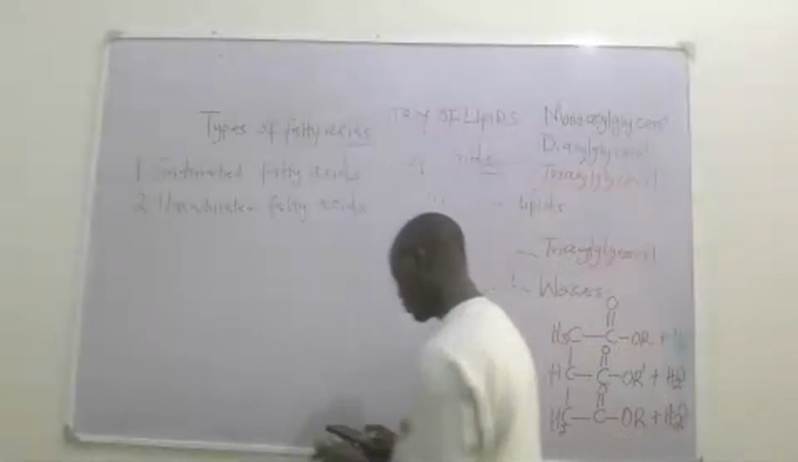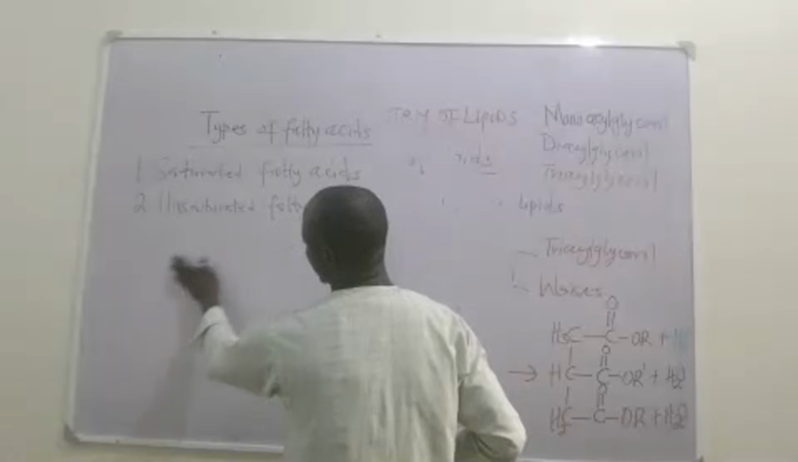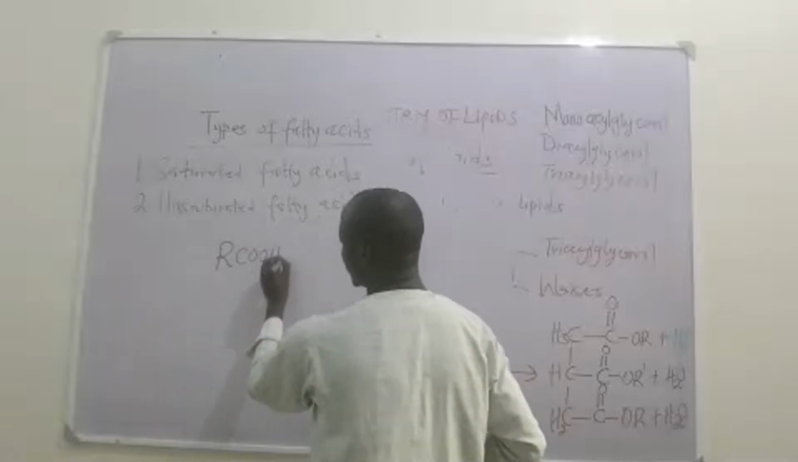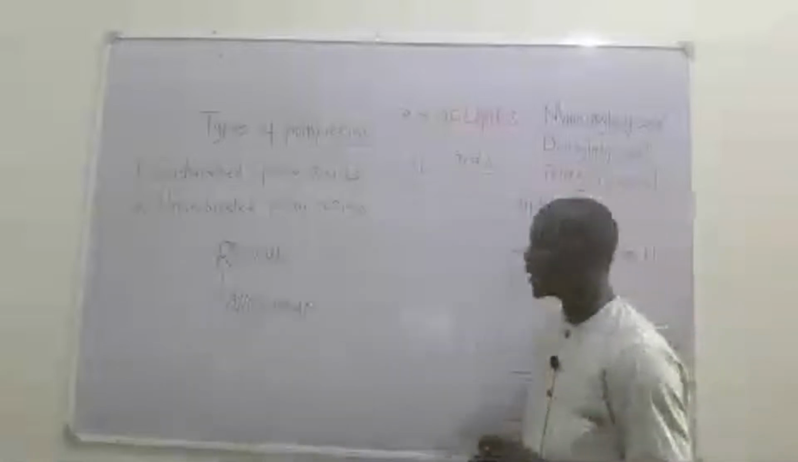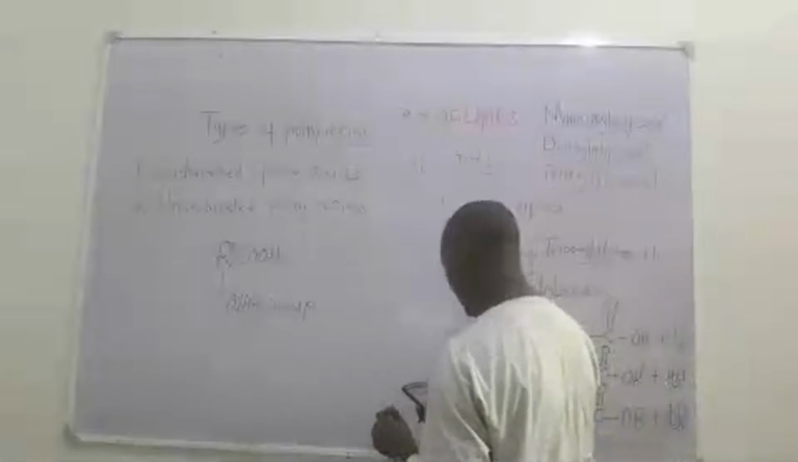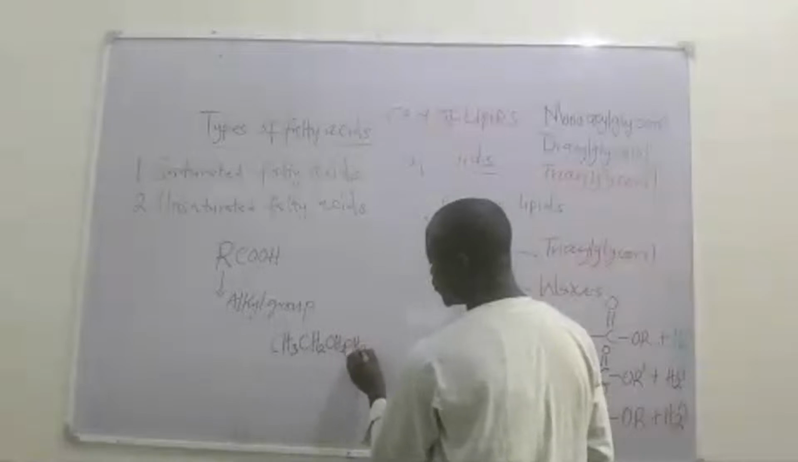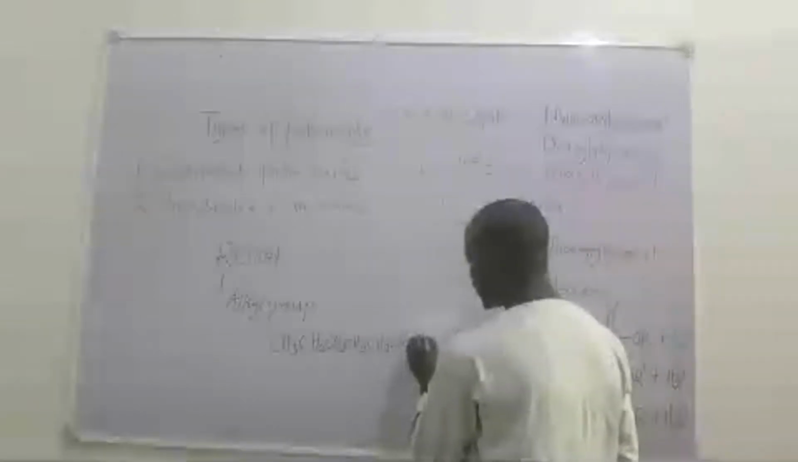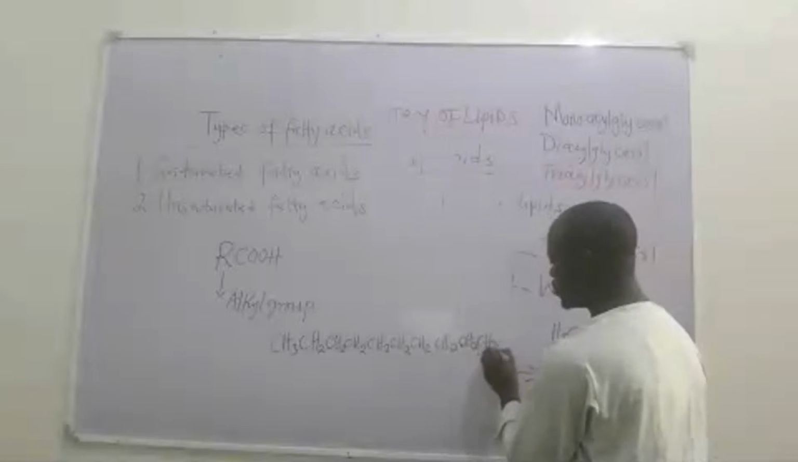Generally, as I said, the fatty acid has an R-COOH functional group. This R is called the alkyl group. The R here stands for alkyl group and it can be anything. So generally in a fatty acid you can have something like this: CH3, CH2, CH2, CH2, CH2, CH2, CH2, CH2, CH2, CH2, numbered 1, 2, 3, 4, 5, 6, 7, 8, 9, 10.